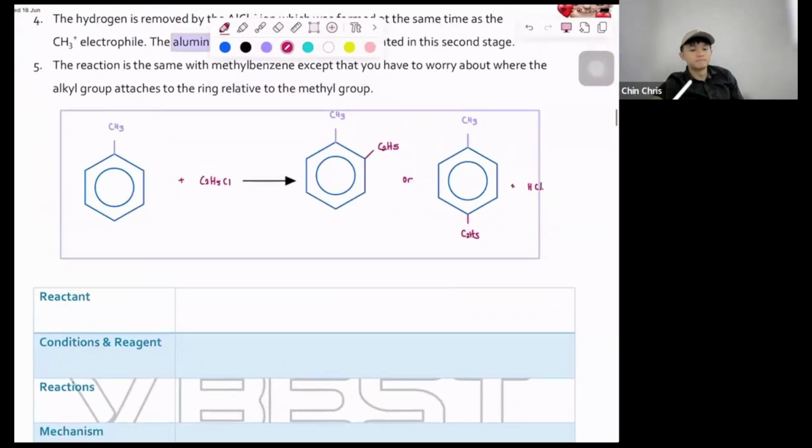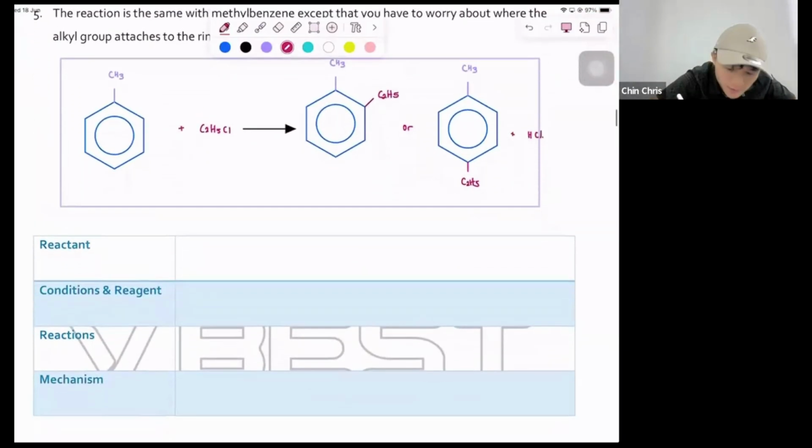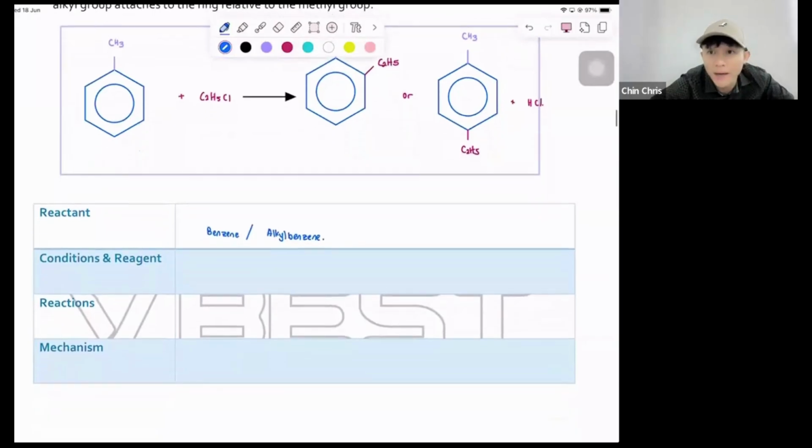All right, guys, next. Reactant. Okay, I need a benzene or an alkyl benzene. I have 2 more coming in. Which one is the major product? No, there's no major product in this. It's just a mixture of products. Both are major, you can consider. There's no major or minor.